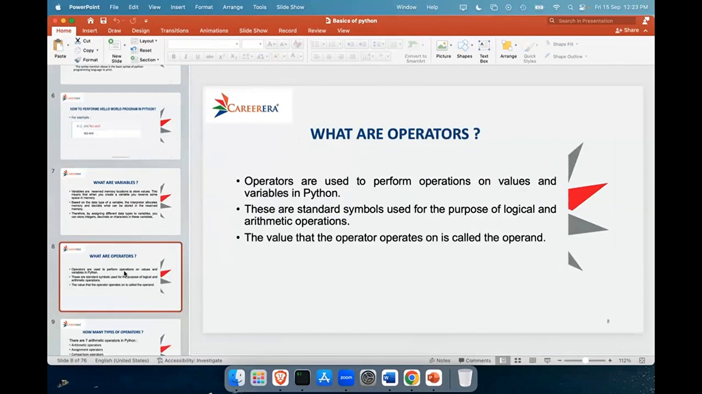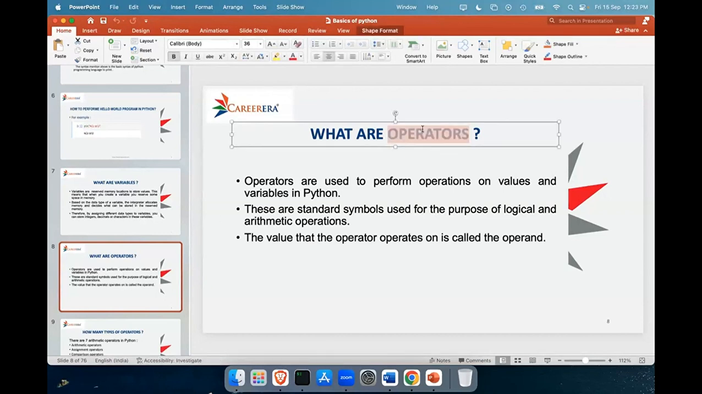What are operators? Operators: we learned how to define a variable, but with variable declaration, what do we need to do? You need to do some mathematical computation, some calculations. But for doing that, you need to know some operators. Mathematical operations require plus, minus, multiply, division, remainder, quotient, exponential. These are the functions which we are going to learn. These are general operators.